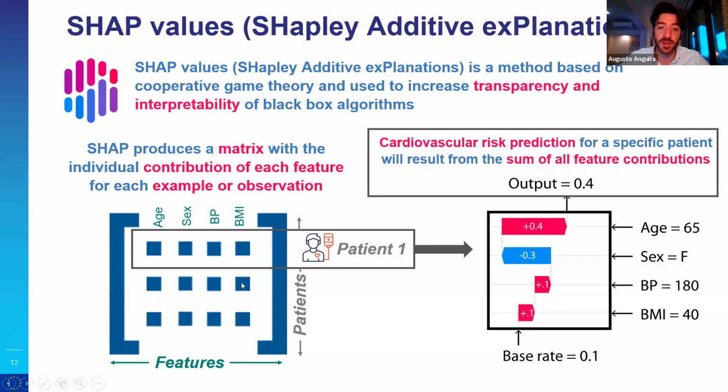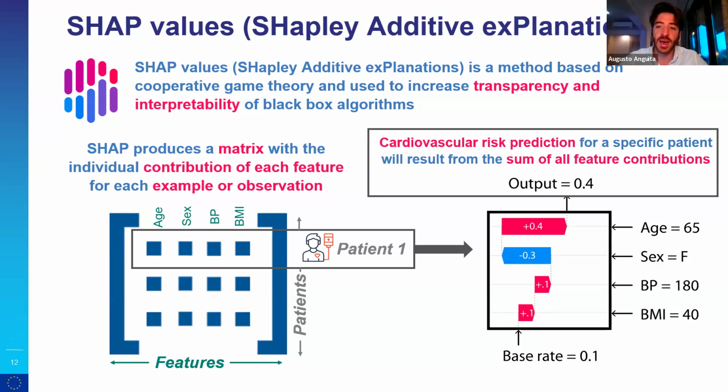So we will have a matrix like this, where we have features on the columns and patients on the rows. And we can get this information, like which is the exact contribution of the feature age for the algorithm decision in this patient, in this individual. So if we transfer this to this graph, we can see, like always, there is a base rate. This is the baseline risk across the huge population, the whole population.